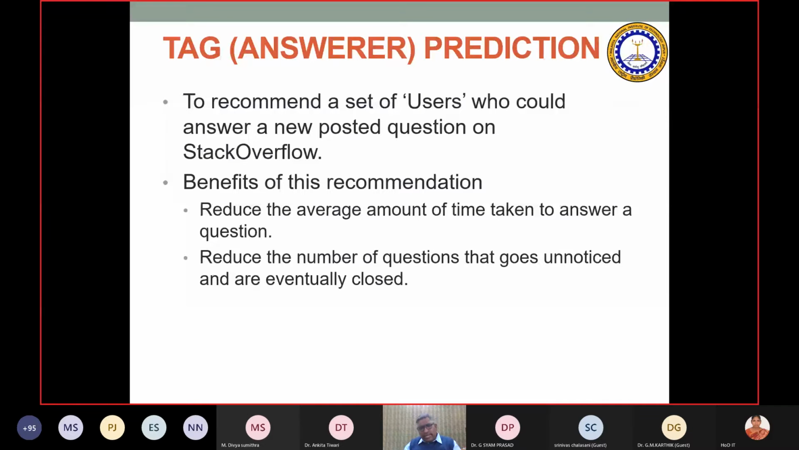So what you can do is directly find out who is the most probable person to answer. In that case, you can recommend a set of users for a question that has been posted, and then you can actually contact the person who will reply, who will be the answerer. You can tag him, contact him, and get the reply faster. So you can reduce the average amount of time taken to answer a question. What can be done? You can reduce the number of questions that go unnoticed and are sometimes eventually closed.